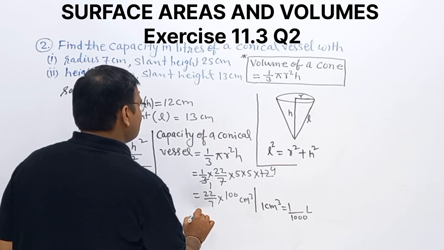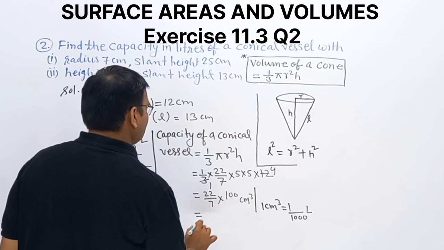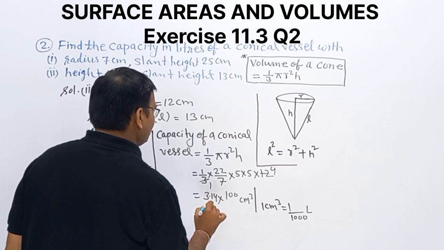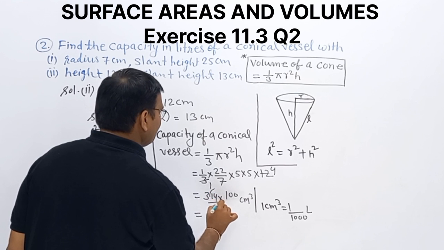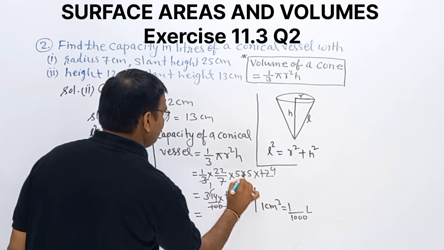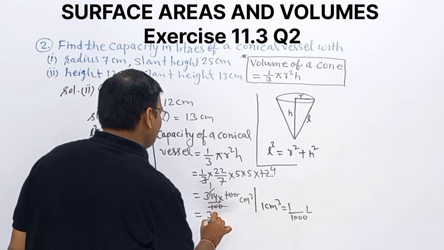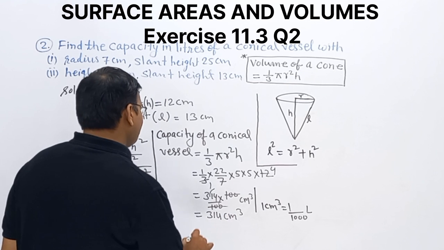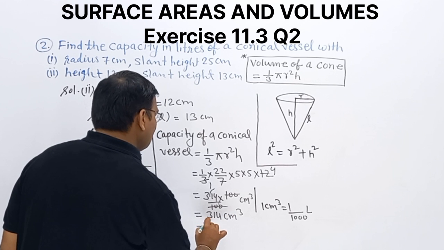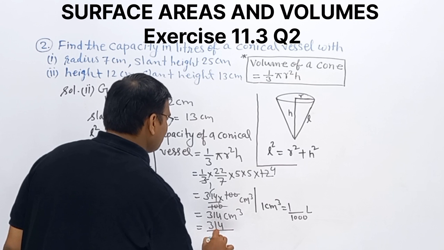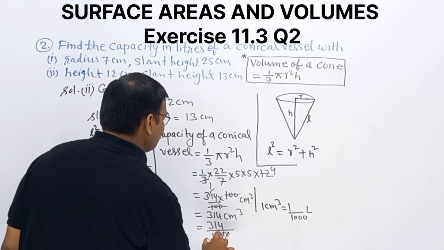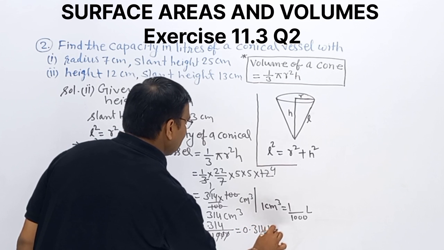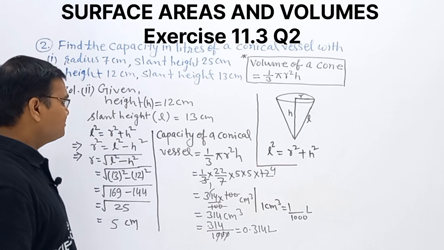This can be written as what? 22 by 7 can be written as 3.14. Solve this one. We are getting 100 will be cancelled. 314 centimeter cube. Clear? Now what about its liter value? We will divide this by 1000. Then we will put the point there. So we are getting 0.314 liter will be the answer.